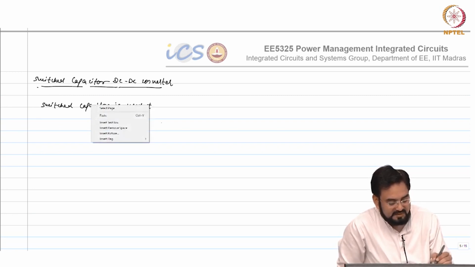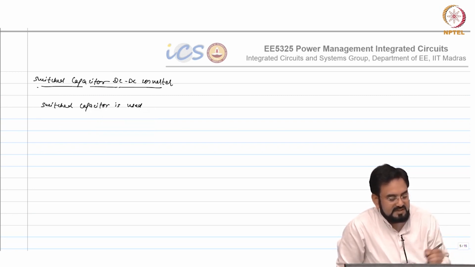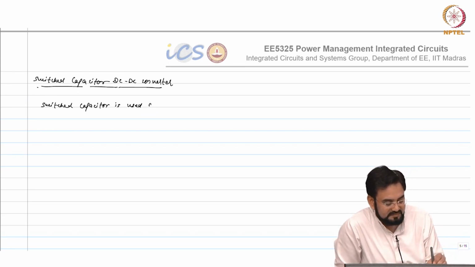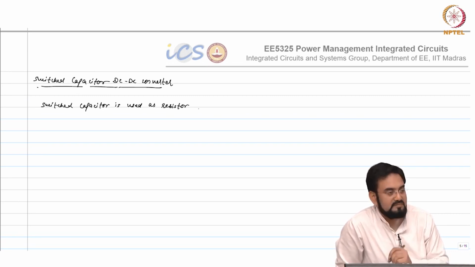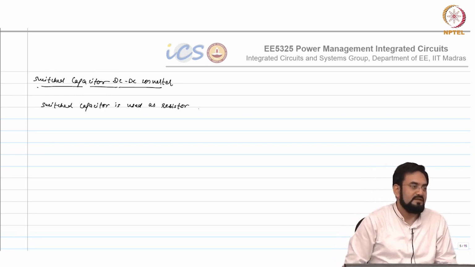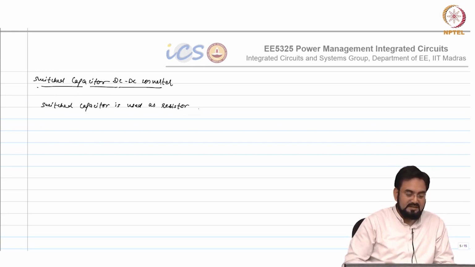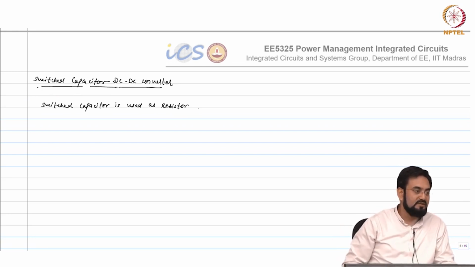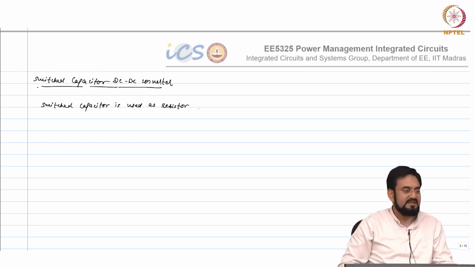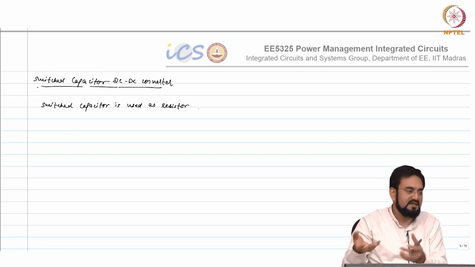So, usually in a standard analog circuit, your switch capacitor is used as what? Resistor. Okay. But here in the switch capacitor DC-DC converter, we are basically delivering power to the output. So, we use it as a charge carrier. In the other case also it is a charge carrier, but it behaves like a resistor.